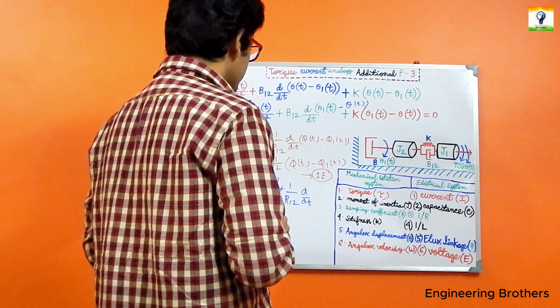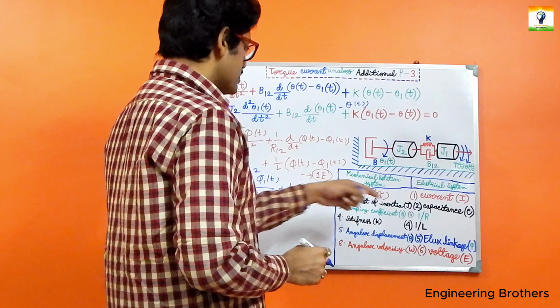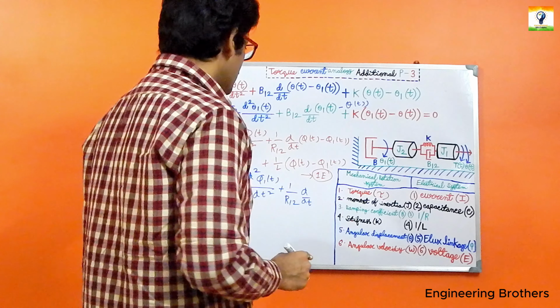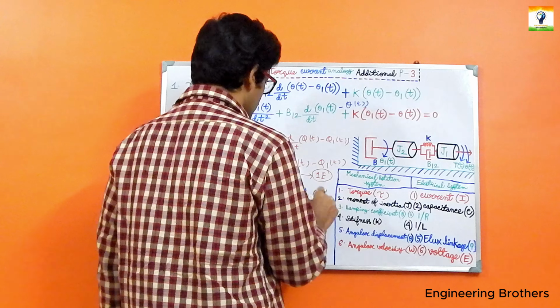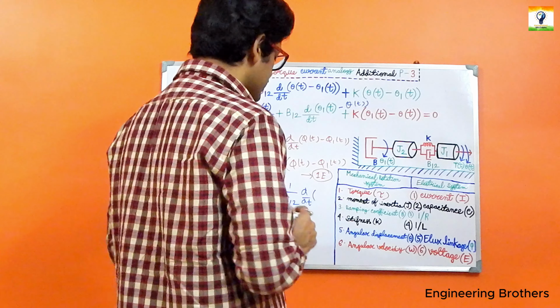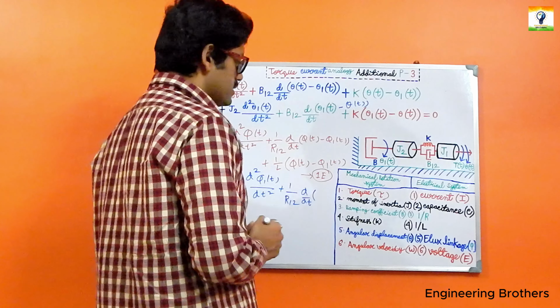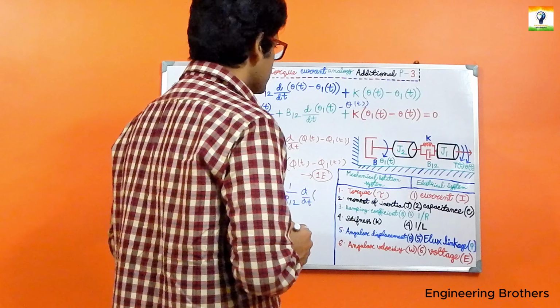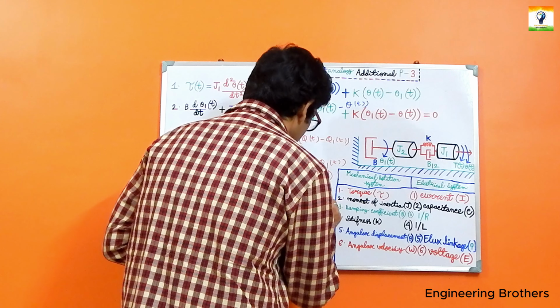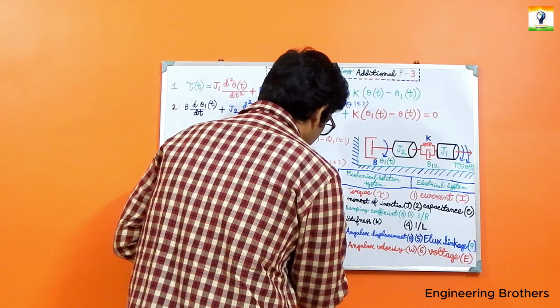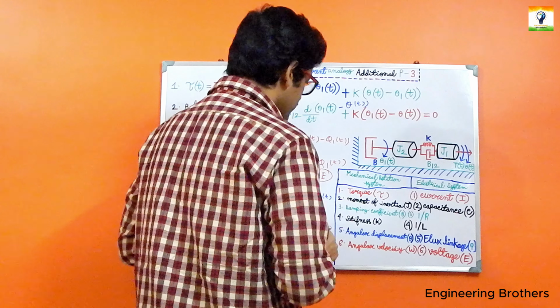Now let us complete our replacement of the parameters. Inside our bracket I have d/dt of theta1(t). In place of angular displacement I am going to use the flux linkage, so this one will be phi1(t) minus theta(t). Theta(t) means our phi(t).